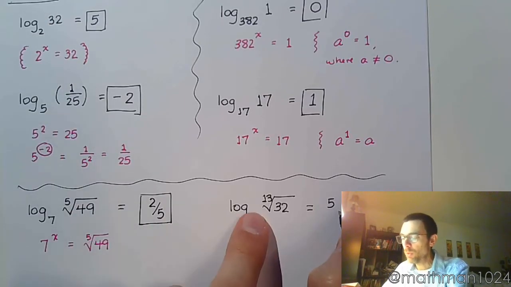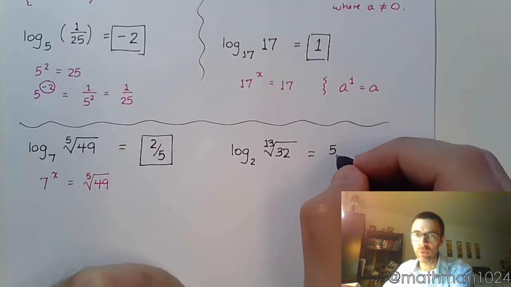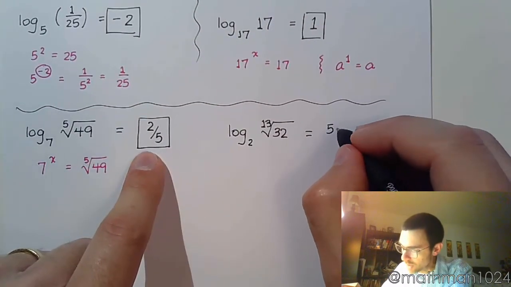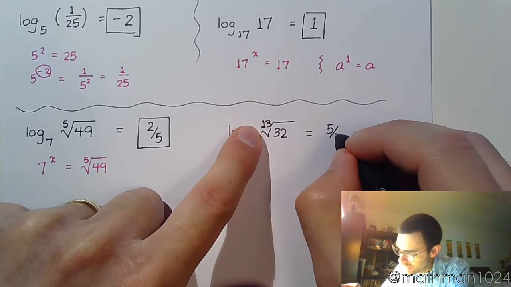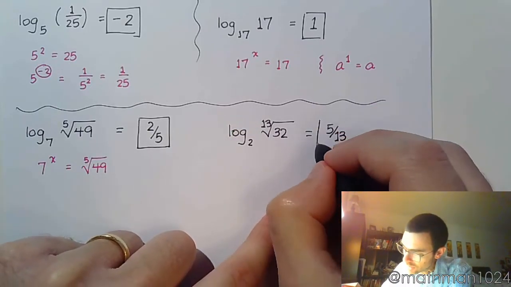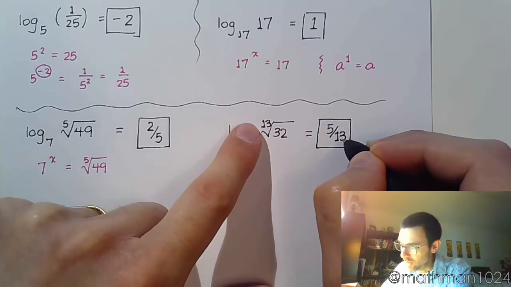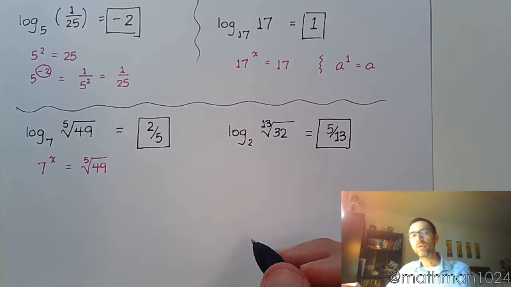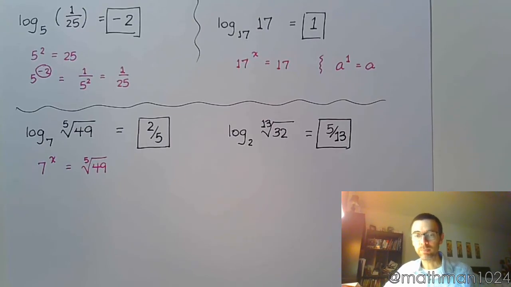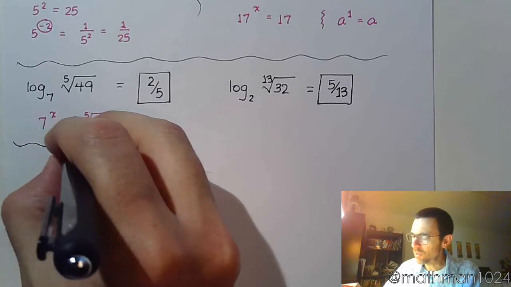Okay? But what about the index? How do I incorporate that in my answer? Well, just like we saw over here, your index is the same as the denominator of your power. And since the answer to the log is your power, the index becomes the denominator of your answer. And that's it. Hopefully you don't think that's too terrible.